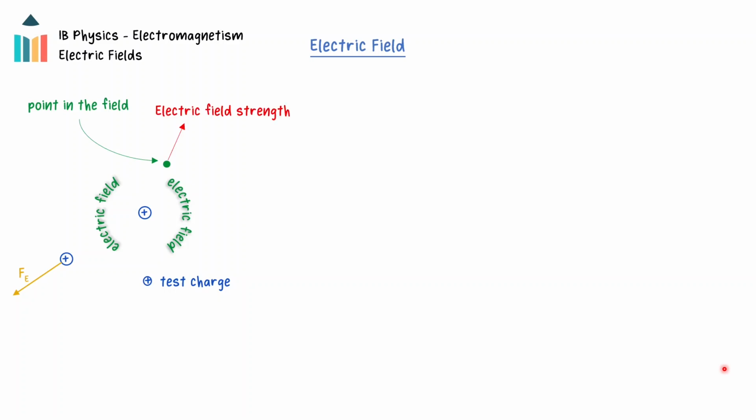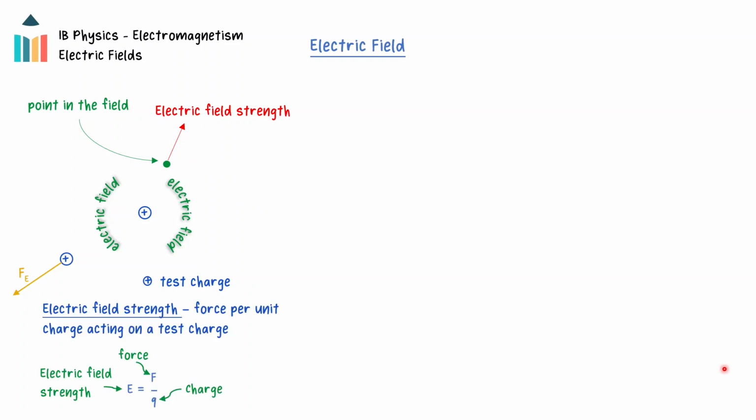An electric field is an area in space in which a charged object will experience a force. Test charges, small positive charges, are used to define the strength and direction of the electric field. Each point in a field has a vector quantity called the electric field strength, capital E.